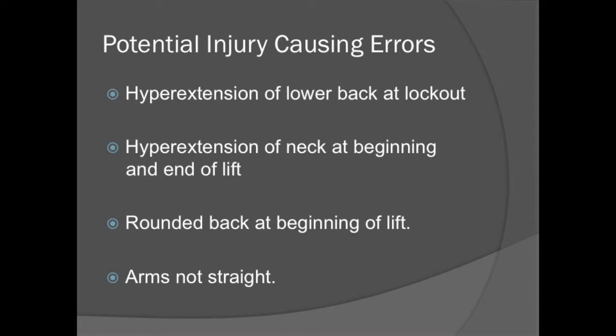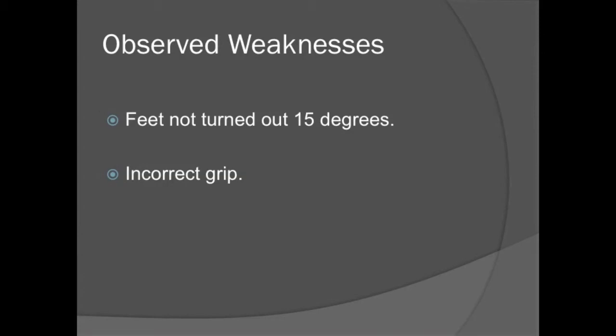The arms not being straight means that when the bar is lifted, the arms are forced straight, which can cause elbow injury. The feet weren't turned out 15 degrees. An incorrect grip was used, which resulted in the bar being lifted slightly lower on one side.